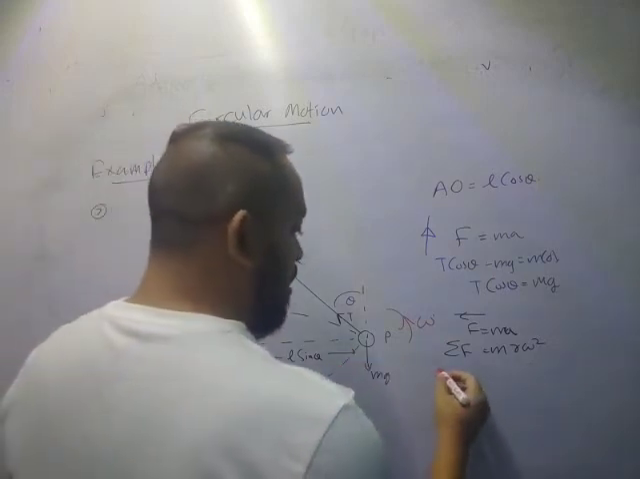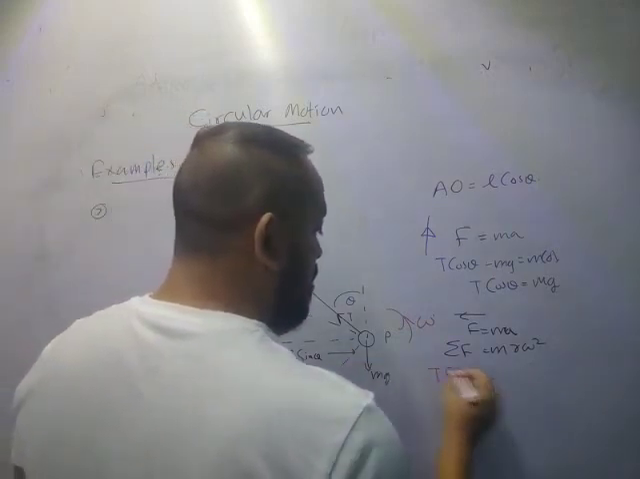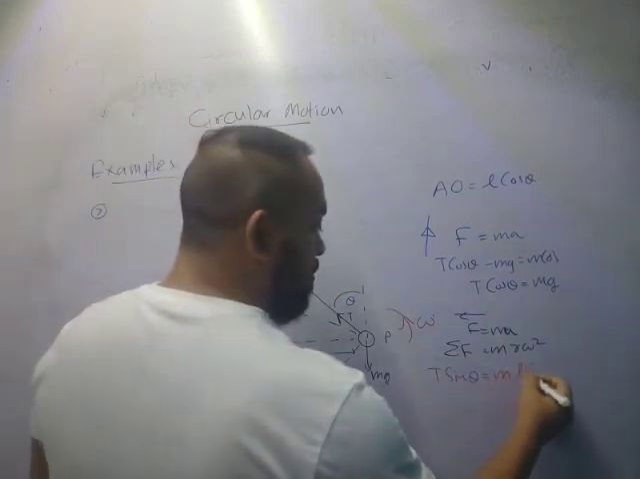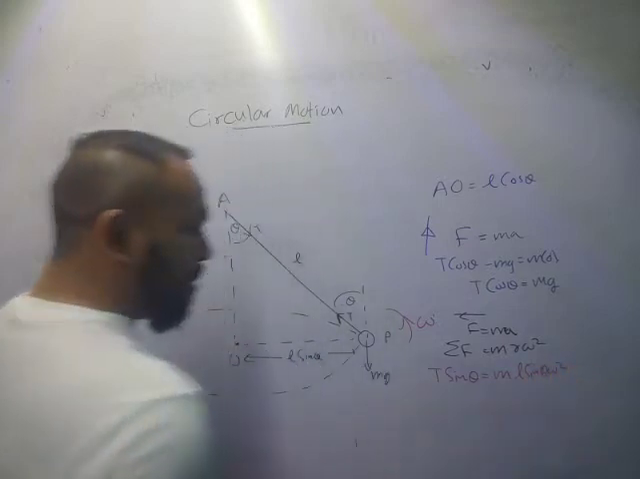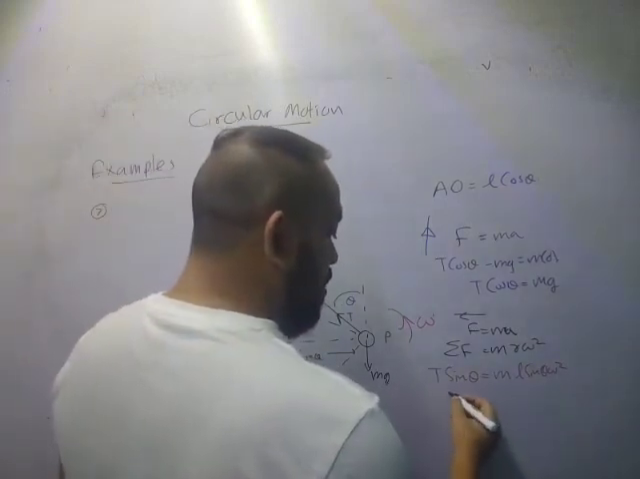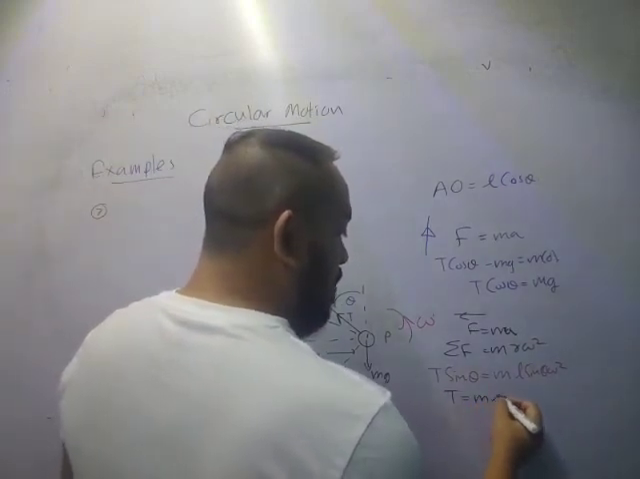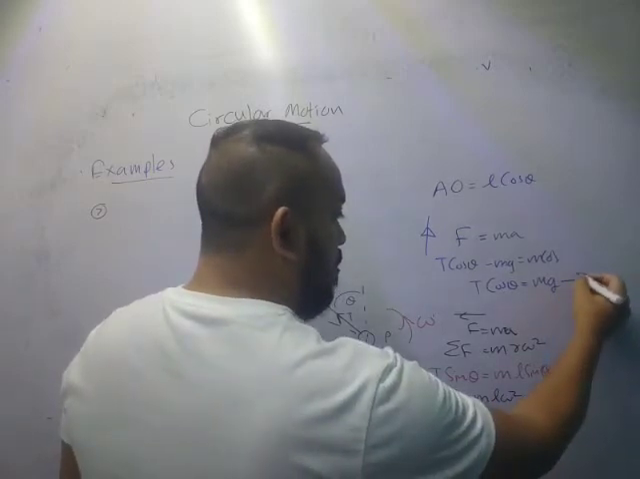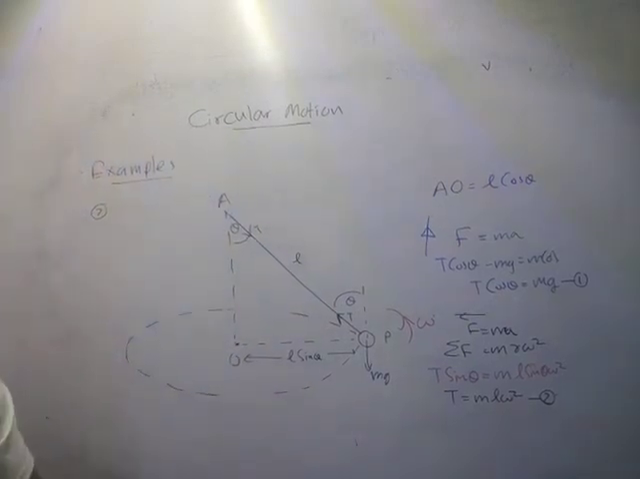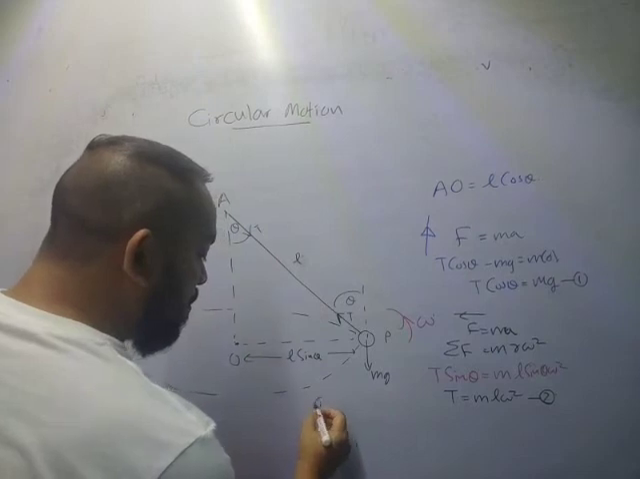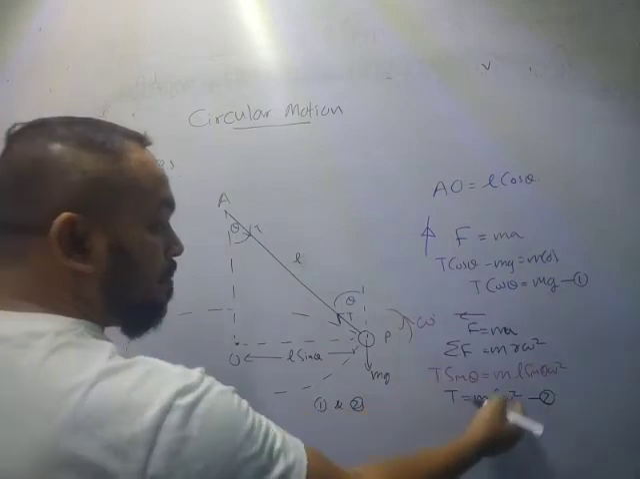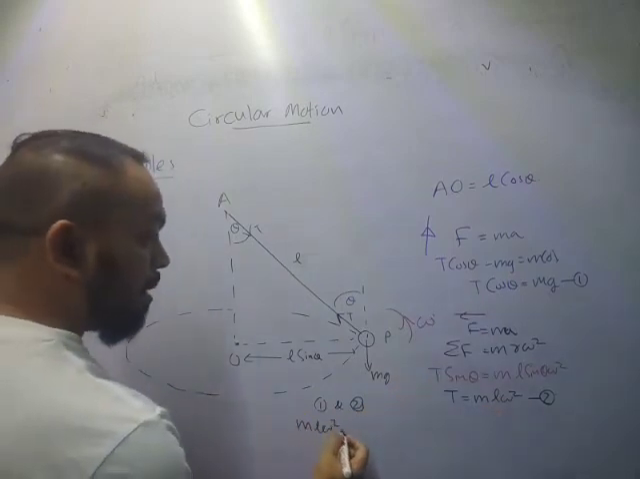So in this case, T sin theta is equal to M L sin theta omega squared. Sin theta cancels out. T would be equal to M L omega squared. Equation 1, equation 2. Right. So from 1 and 2, I can replace T by M L omega squared in cos theta equals mg.